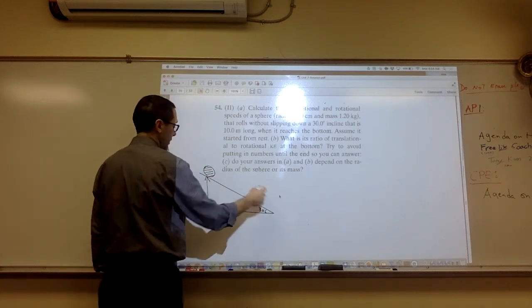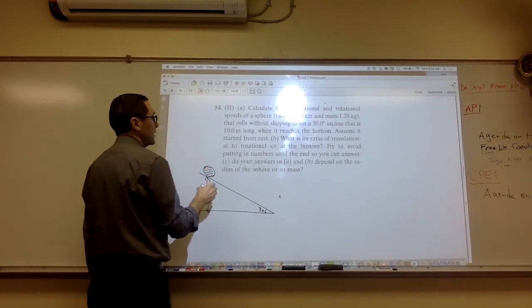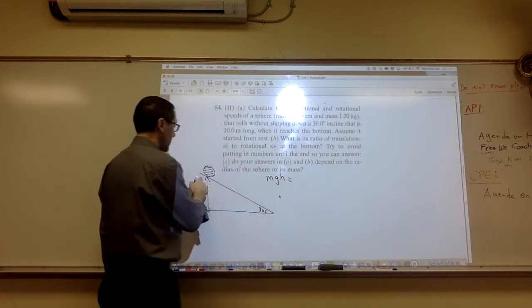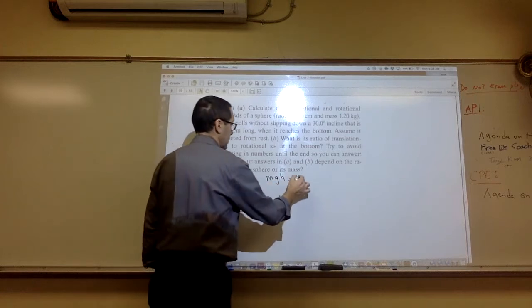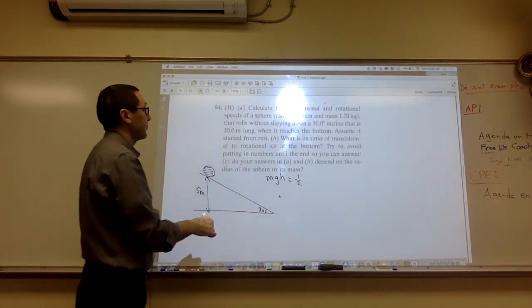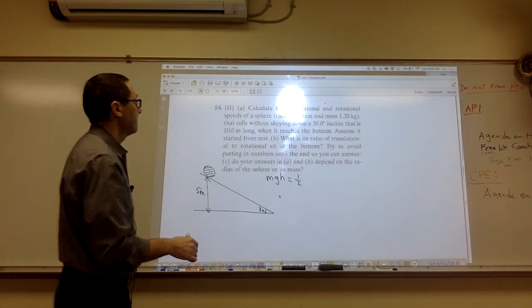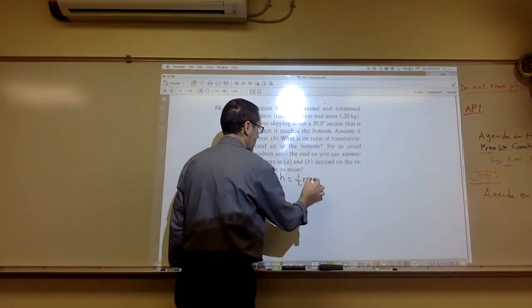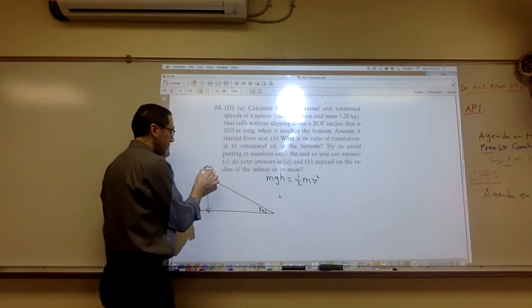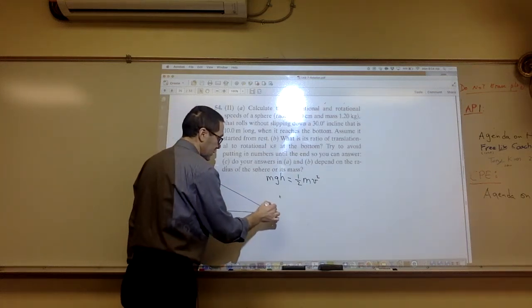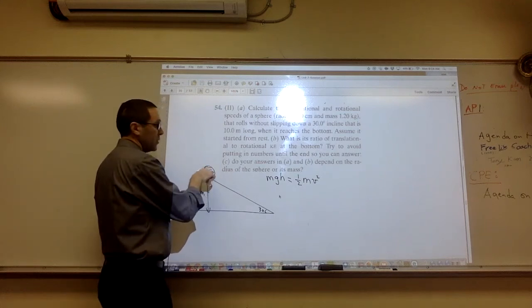This angle here is 30. Distance from here to down there is 10. So I'm going to write that mgh, that's the energy that it has up here, equals, now when it's all the way at the bottom, it's translational because the center of mass, if you follow it, it doesn't rotate, it just slides. And the whole thing is spinning.